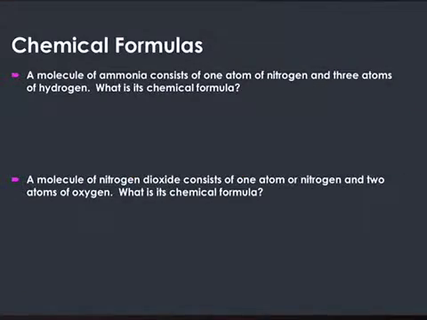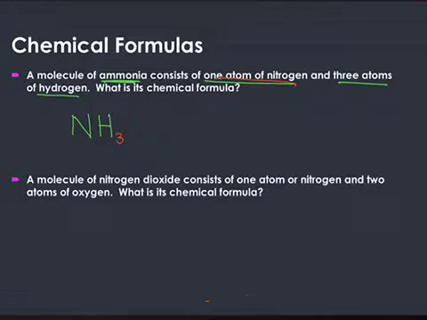So let's practice writing chemical formulas. So we have a molecule of something called ammonia, and it has 1 atom of nitrogen and 3 atoms of hydrogen. So it wants us to write the chemical formula. So the first step is to know your element symbols, and nitrogen is N, and hydrogen is H. And so now we can look at the subscripts. Nitrogen has 1, so we don't need to write the 1. And then hydrogen is 3. 3 is greater than 1, so we do have to write the 3. So our formula here is NH3.